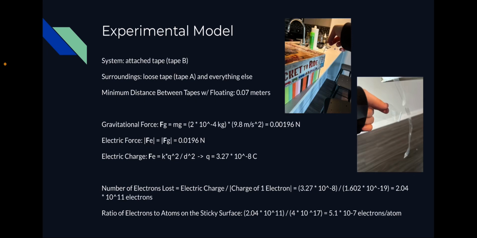And then the number of electrons lost, I was able to calculate from the electric charge divided by the charge of one singular electron, which I then found to be 2.04 times 10 to the 11th electrons. And the ratio of electrons to atoms on the sticky surface, I found to be 5.1 times 10 to the negative 7 electrons per atom.